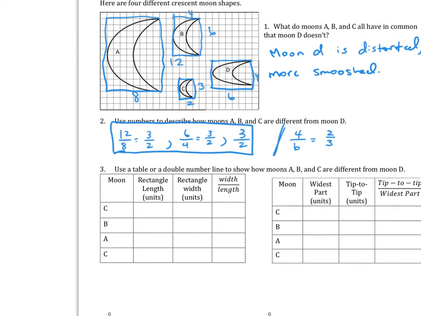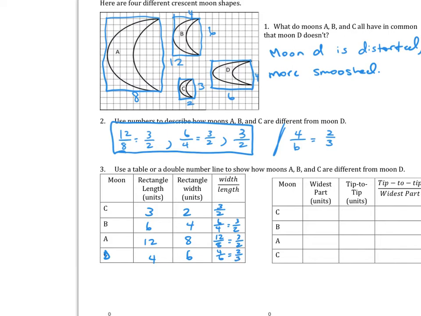So we said for C, that would be 3 to 2, and then 3 to 2 as a ratio. For B, 6 to 4. Again, as a ratio, it simplifies to 3 over 2. For A, we have 12 to 8. And that again simplifies to 3 over 2. And this is supposed to say D. D is 4 to 6. Oops. And that simplifies to 2/3. So a little bit different when we create our ratios.